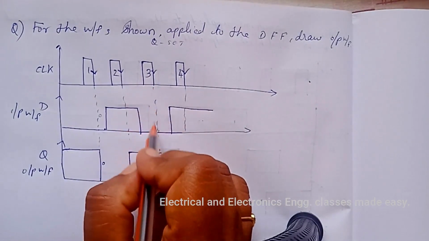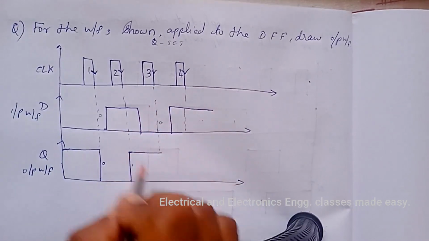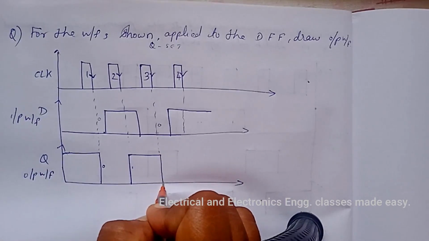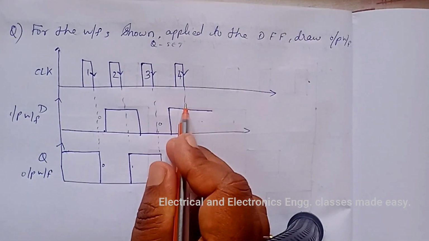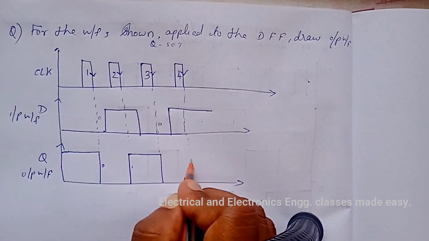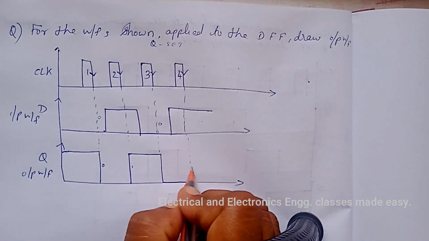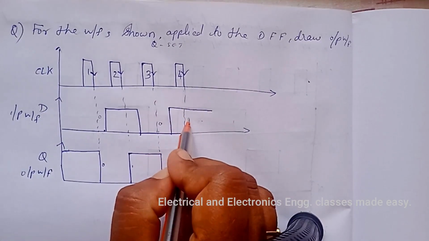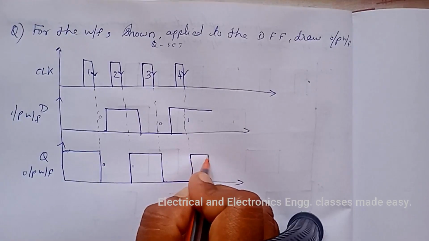And at this negative edge of the third clock pulse, D is 0. So Q becomes 0 at this point, and it will continue up to the next negative edge of the clock pulse. So up to this point, Q is 0, and at this point, D is 1. So Q will become 1 at this point.